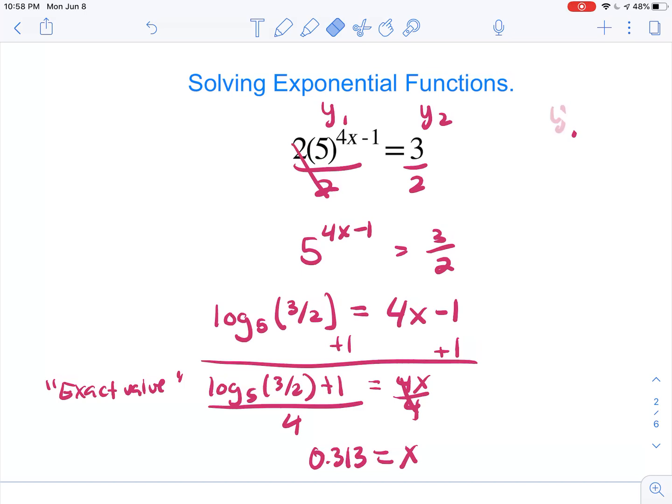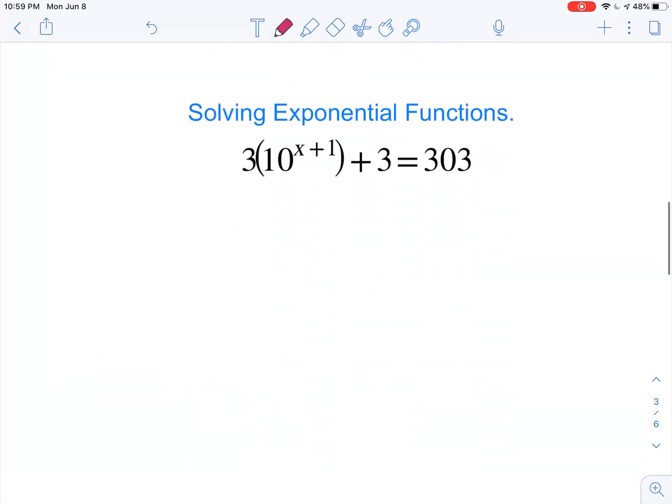Now remember, we can always check all of these equations using that y1, y2 trick where I type this side of my equation into y1, this side of my equation into y2, and find their point of intersection. So you should be checking your answers using that system of equations trick that I taught you. Okay, so let's try this one.